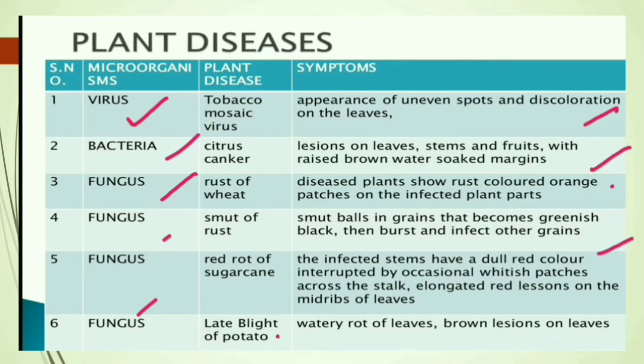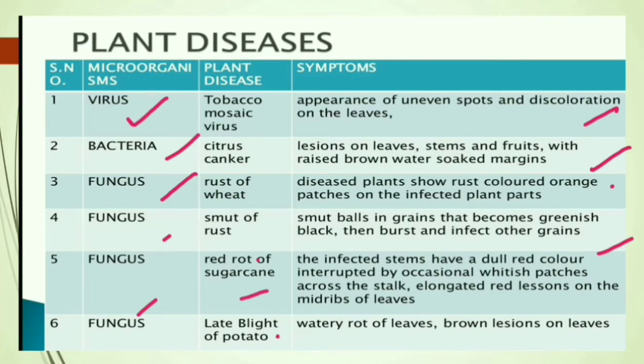Like virus, say tobacco mosaic virus, appearance of uneven spots, discoloration on the leaves. Then citrus canker में lesion on the leaves, stem and fruit with raised brown margins. Rust of wheat shows rust colored orange patches on the leaves. Smut of rice, rice balls में जो smut हैं उनके, they form balls in the grains and become greenish black. Burst and infection that goes to other grains also.